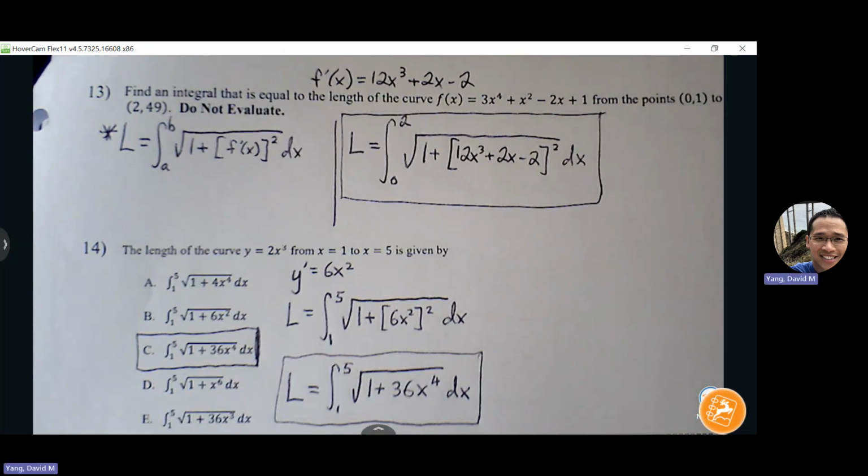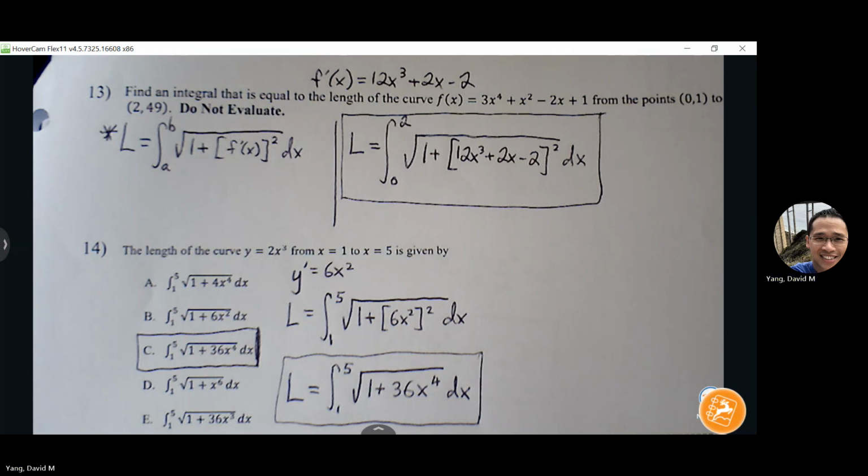Okay, 13 and 14. We're just handling our arc-length formula. So length of a curve, integral a to b square root of 1 plus f prime of x squared. So we just have to find f prime, and then put it into the arc-length formula. 13 is only asking you to set it up, and same with 14.